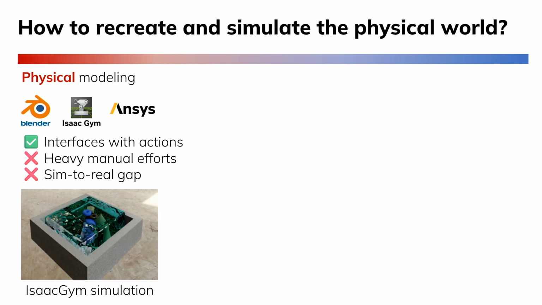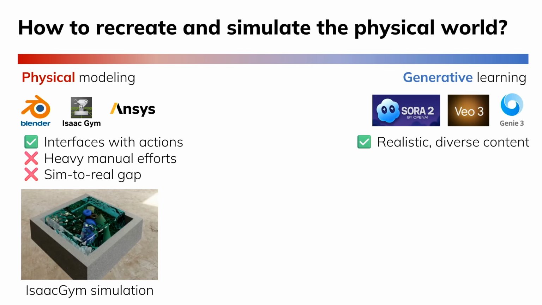Because physical models inevitably need to make approximations and simplifications to make the computational model tractable. For example, here I'm showing this multi-material interaction example from Isaac Gym. And you can see that multi-material interaction is still pretty hard to faithfully simulate. And recently, end-to-end generative models, like video models such as Sora from OpenAI, or Veo from Google, or controllable video models such as Genie from Google, have shown creating realistic and diverse contents.